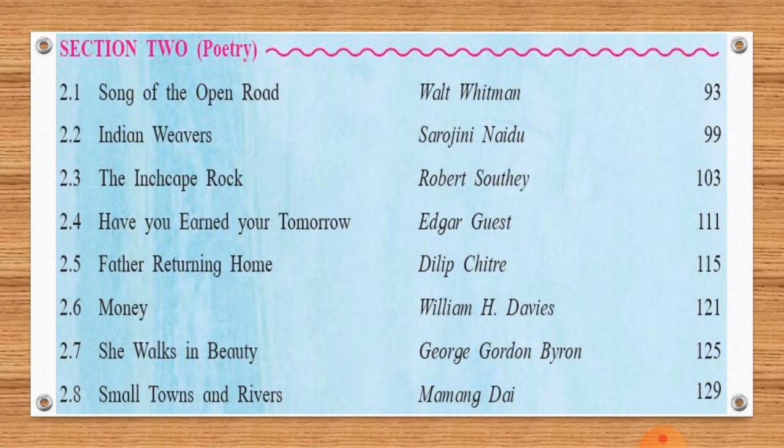Then the next poem is called Indian Weavers, written by well-known Indian poet Sarojini Naidu. This poem deals with the work of Indian weavers, as well as focusing on 3 important stages of human life, and those stages are: birth, adulthood and death.